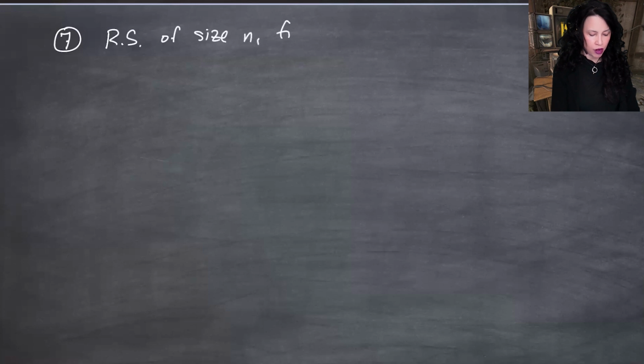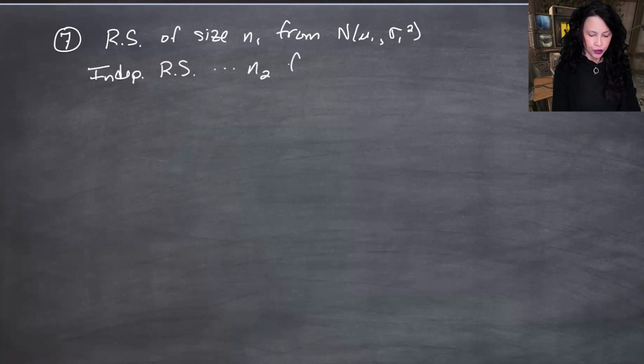I'll start over. So the grad problem was problem 7, and what we had was a random sample of size n1 from a normal distribution with some mean mu1 and some variance sigma 1 squared, and then we had an independent random sample of size n2 from a normal distribution with its own mean and its own variance, so mu2 and sigma 2 squared.